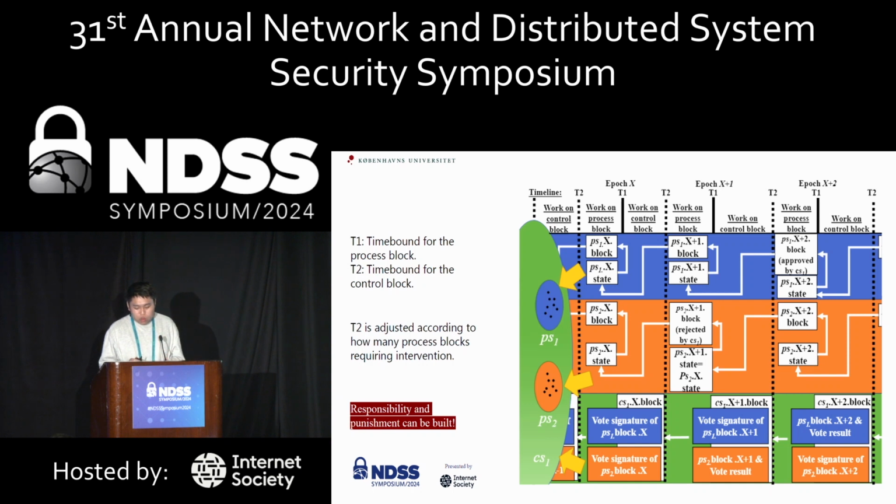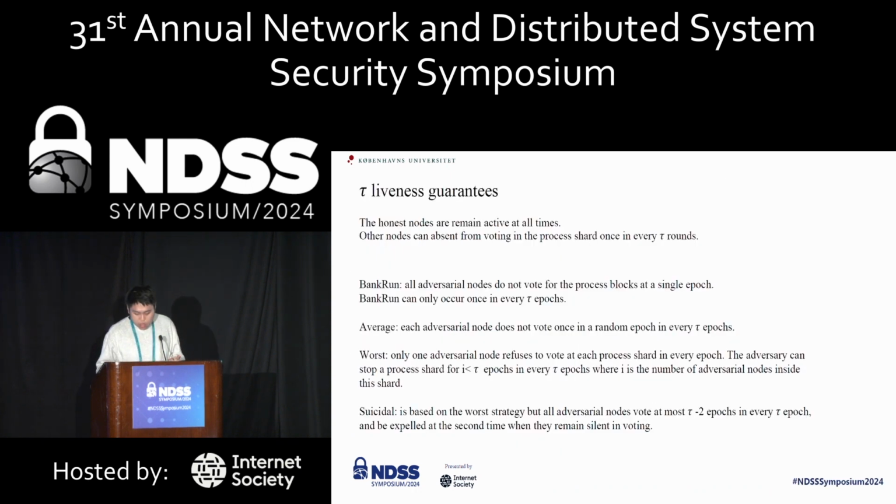Because we already used the Byzantine broadcast for the votes, there's a consensus on which nodes voted in the process shard and which nodes did not. Thus, we may build credit systems and have punishments towards silent nodes and nodes that voted for a wrong decision, things like that, right? So we use this design called tau liveness guarantees, which assumes that all honest nodes remain active at all times, but we allow other nodes to abstain from voting in the process shard once in every tau rounds of voting. This is to allow the network to make mistakes, and also to introduce additional redundancy for the network, right?